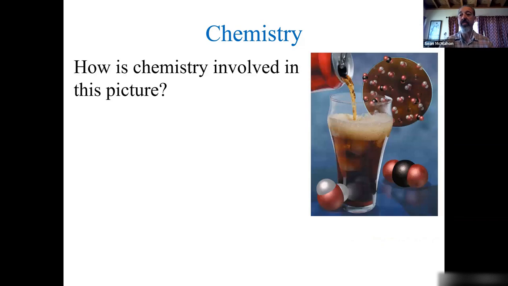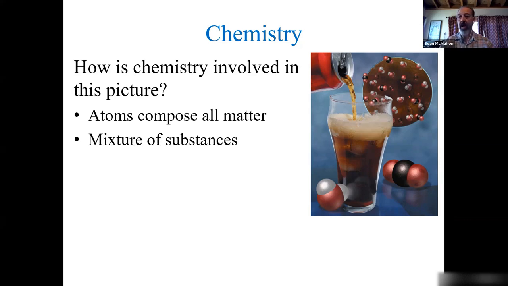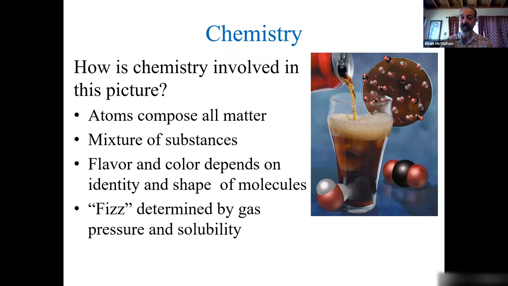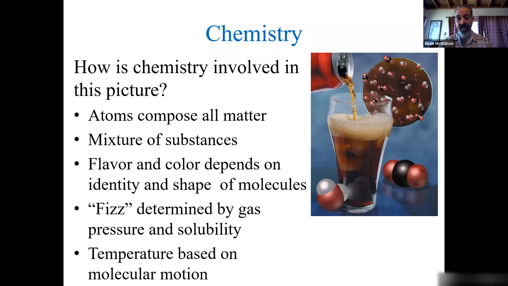So how is chemistry involved in this picture that we're looking at? Well, again, everything's composed of atoms, so all matter. They can combine and form mixtures, like the soda pop. The shapes and properties of the molecules and atoms determine its flavor and color. And the fizz is an example of a phase change, something going into a gaseous state, and that is determined, in this case, by the solubility and the pressure above the soda pop.